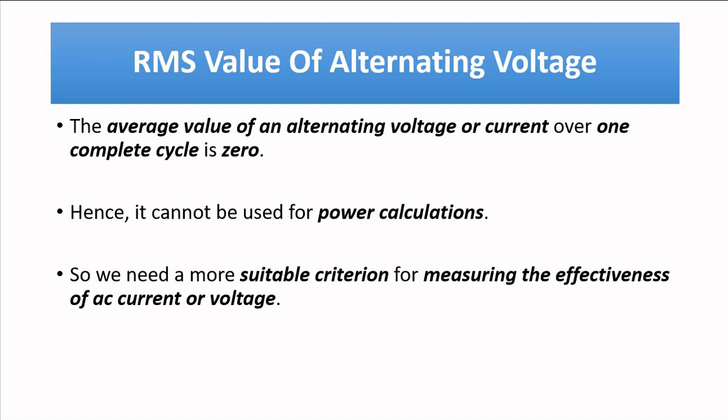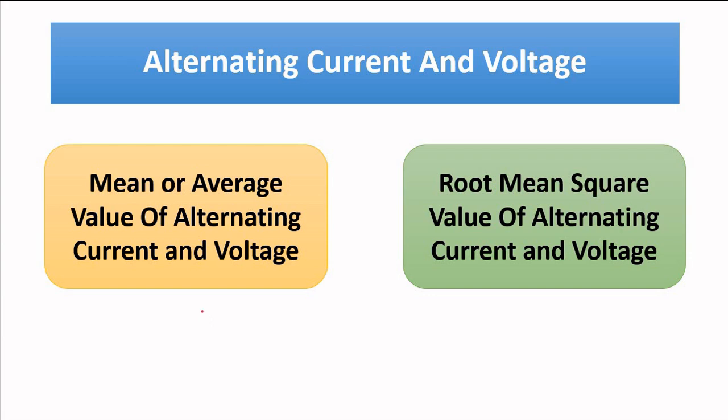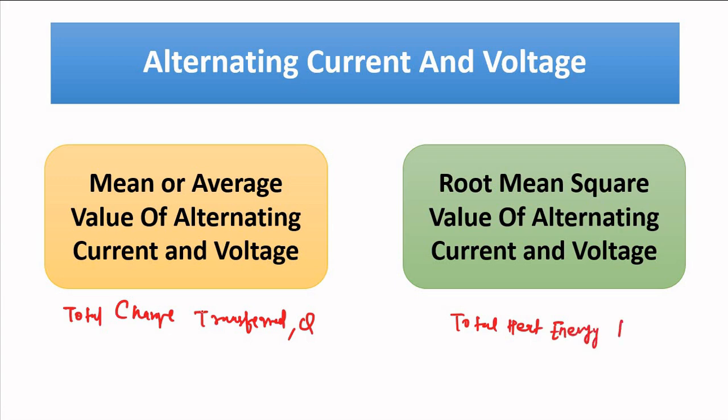Now the main requirement in the mean or average value, as we also discussed in the previous video, is the total charge transferred in half of the time period. Here the main parameter of interest is the total heat energy produced. In the mean value case only the half cycle is considered, so the time duration is T by 2 seconds. Here the entire full cycle of the alternating signal is considered, so the entire time period T seconds is considered.